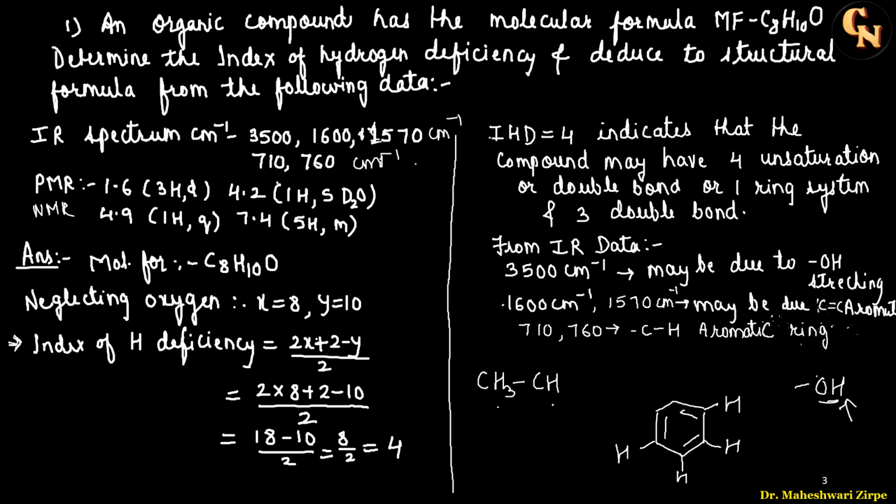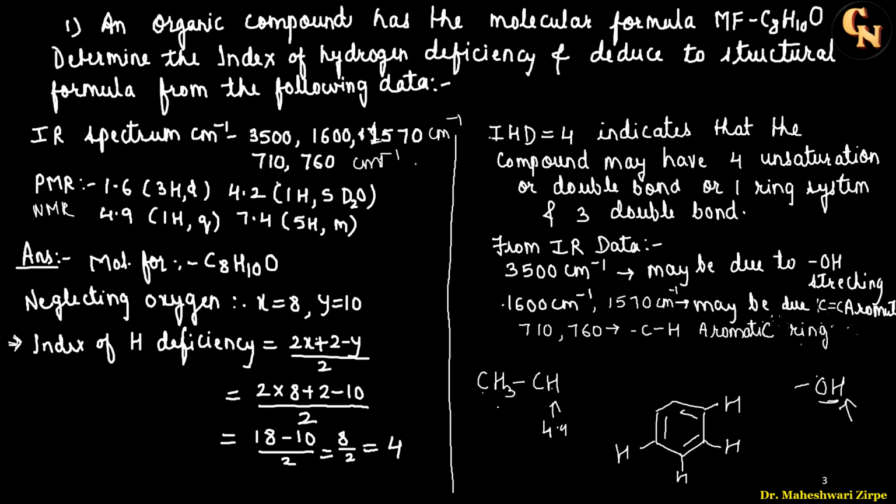The next is what? 4.9, one hydrogen showing quartet. Now what does that indicate? It indicates a CH group. Because it is a quartet, this one hydrogen is going to show the quartet signal because it is attached to CH3. So this hydrogen will show 4.9.